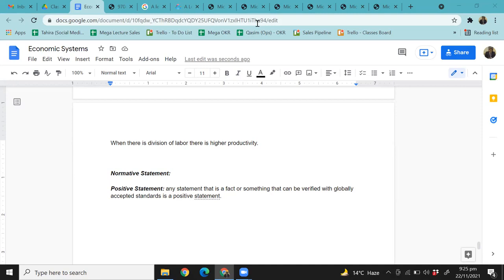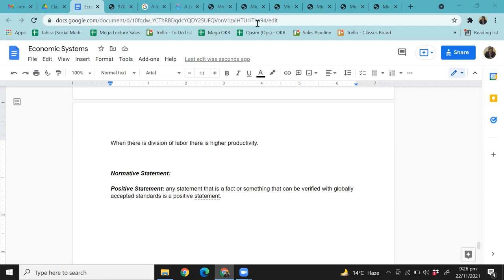Now, a normative statement, students, is an opinion. If I say that inflation is more of a problem in Pakistan compared to unemployment, people can disagree with me, no matter who I am. No matter how big of an economist I am, people can disagree because it's an opinion. Similarly, if I say that Pakistan should focus more on exports rather than foreign investment or anything else, that is again an opinion. People can disagree. It's not something that can be verified because opinions cannot be challenged, right?